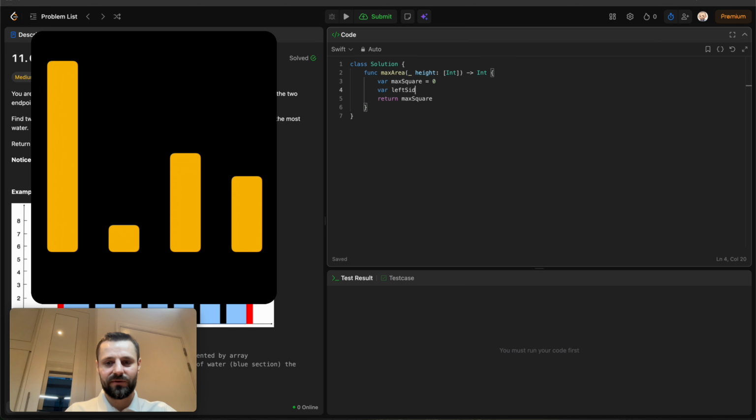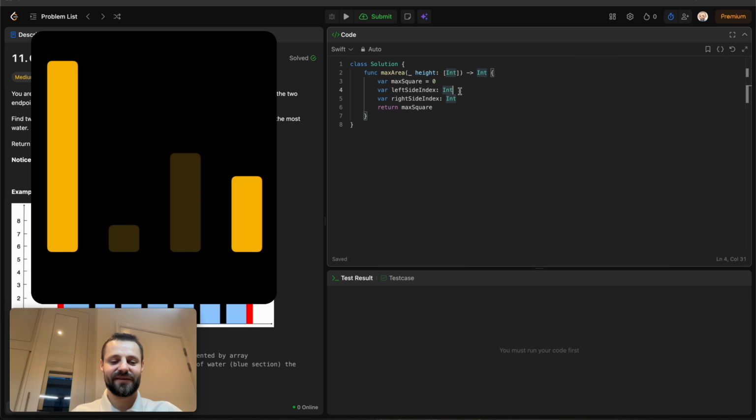And the good starting point for our search is to check for the container of the biggest width. So it's going to take all the space from the most left side in the array to the most right side. So initially the left index is going to be equal to 0 and the right side is going to be equal to the last index of our array.